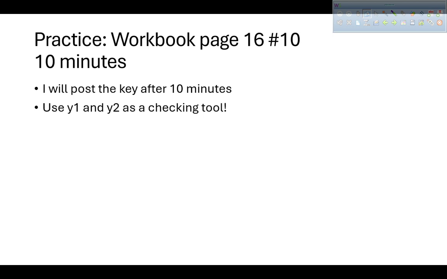After 10 minutes, I'm going to post the key. Don't forget you can use the Y1 and Y2 as a checking tool. All right? So 10 minutes will put us at, we'll say, 8:20. All right?